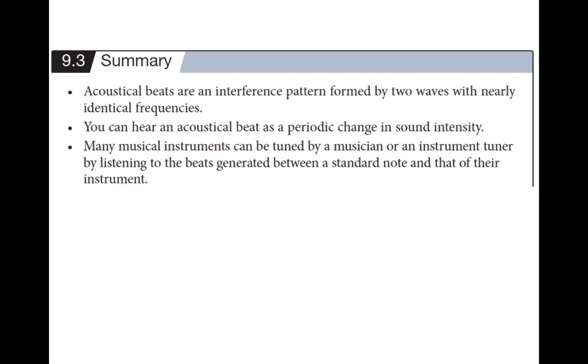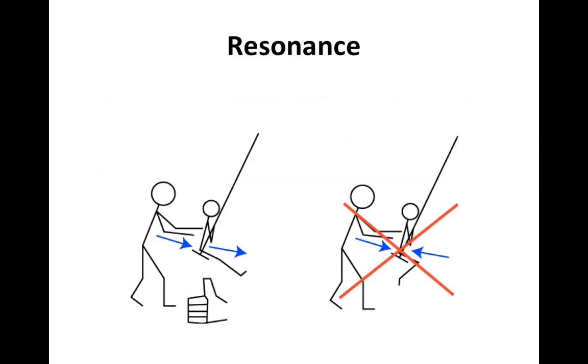Okay, so to summarize that topic, acoustical beats are an interference pattern formed by 2 waves with nearly identical frequencies. You can hear acoustical beats by a periodic change in sound intensity, and many musical instruments can be tuned using these acoustical beats. The next topic is resonance.